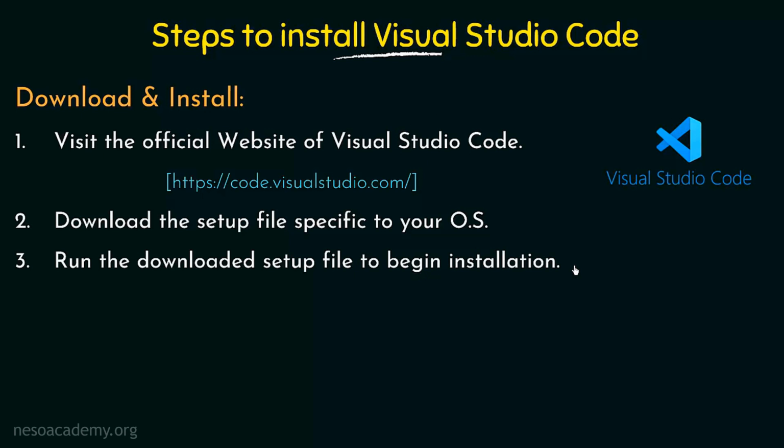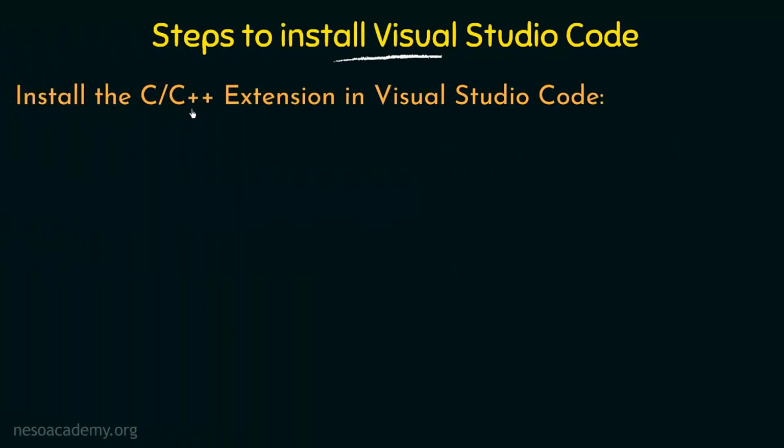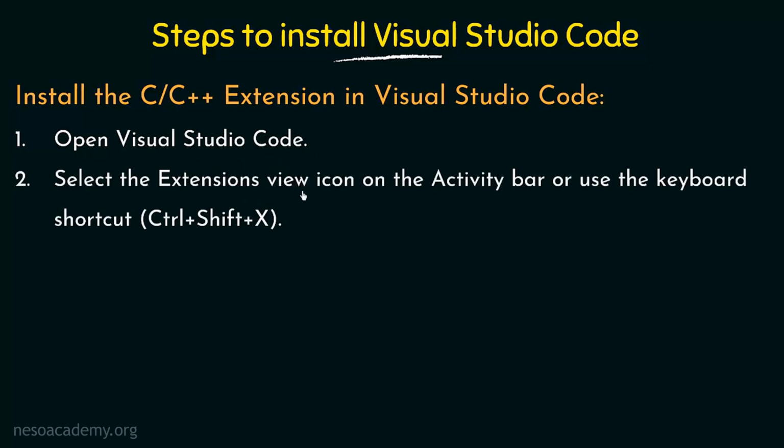Okay, so after downloading and installing Visual Studio Code, there is one more thing that we have to install within Visual Studio Code. That is the C++ extension, in order to support the C++ programming language in Visual Studio Code. So we'll see how to do that now. First, we have to open Visual Studio Code, which we have just installed. Then select the extension view icon on the activity bar, or use the keyboard shortcut Ctrl+Shift+X. This will open the extension view for you.